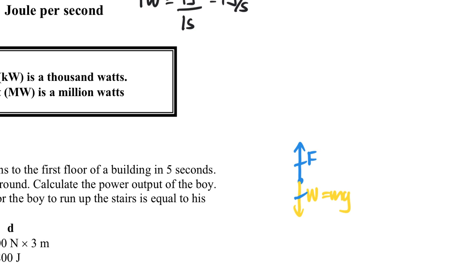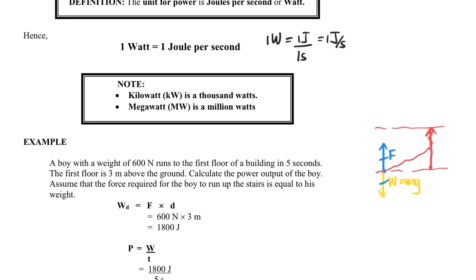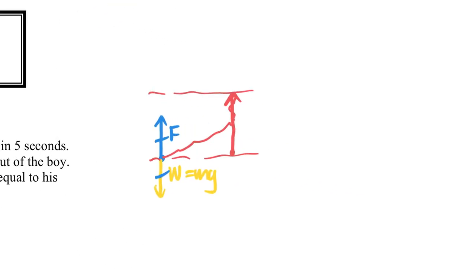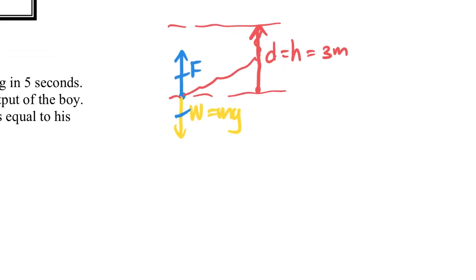This boy is going to move, but in the direction of the force, he's actually going to move the height difference between where he starts and where he ends. So on the first floor, it says the distance of the first floor is 3 meters above ground. So in the distance of the force, the boy is moving according to the height, which in this case is 3 meters. So if we want to work out the work done, it is the force times the distance the object moves in the direction of the force.